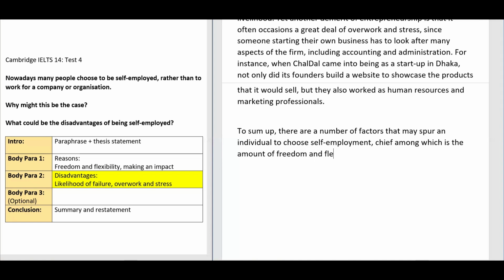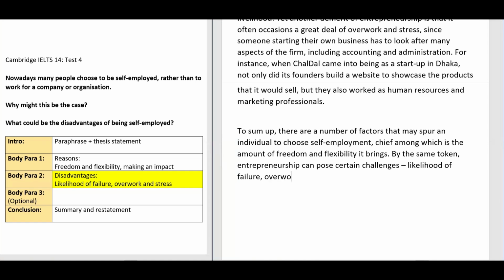Freedom and flexibility. This is something that was already discussed in body paragraph 1. And flexibility it brings. By the same token, entrepreneurship can pose certain challenges. Yes, because entrepreneurship is not an unmixed blessing, as we mentioned in body paragraph 2. Likelihood of overwork and stress, to name a few. All right, so this is our conclusion.